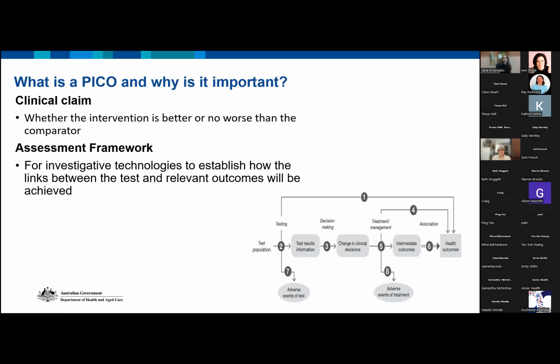However, just defining the PICO criteria and creating this overarching assessment question isn't enough. Next, we have to look at the clinical claim being made. Is the application claiming the new health technology is better than the comparator or no worse? So why is that important? Because the PICO confirmation then needs to define the additional assessment questions and the additional evidence that needs to be gathered for the assessment report to support the clinical claim being made.